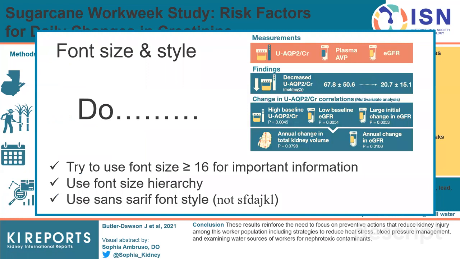Okay, now let's talk about font size and style. So do try to use font size of 16 or more for really important information. Remember that people are going to be looking at this on their phone. You want them to be able to read it. Use font size hierarchy. And when I say that, for subtitles or titles, you want larger font. And then as you get into the subsections, you want slightly smaller font, and things that are less important don't need to be highlighted. Draw the reader through. Font size hierarchy can be helpful.